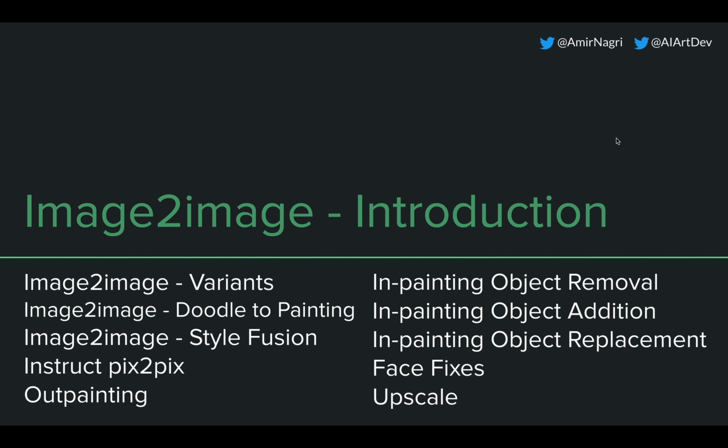So using Playground AI, we will see how to generate an image variant, transform a doodle or sketch to a painting, fuse an image with new styles, see inpainting and how we can add, remove and replace objects, how to edit images using the InstructPix2Pix AI model, see outpainting, and as post-processing steps, we'll see how to fix faces and upscale images for production use. So let's get started.